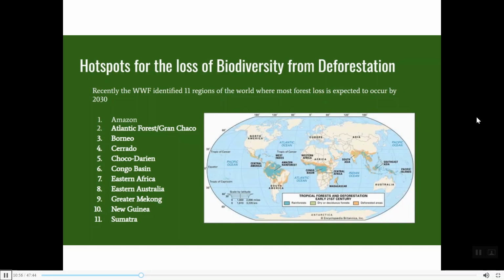Moving down the list to Choco-Darien, the forests in this region face pressures from roads, power lines, mining, and oil exploration. Most of the deforestation has been in the Ecuadorian Choco, but the Panama and Colombian portions of the region are also increasingly under threat. The Congo Basin region contains 20% of the world's tropical forests. They have the highest biological diversity in Africa.